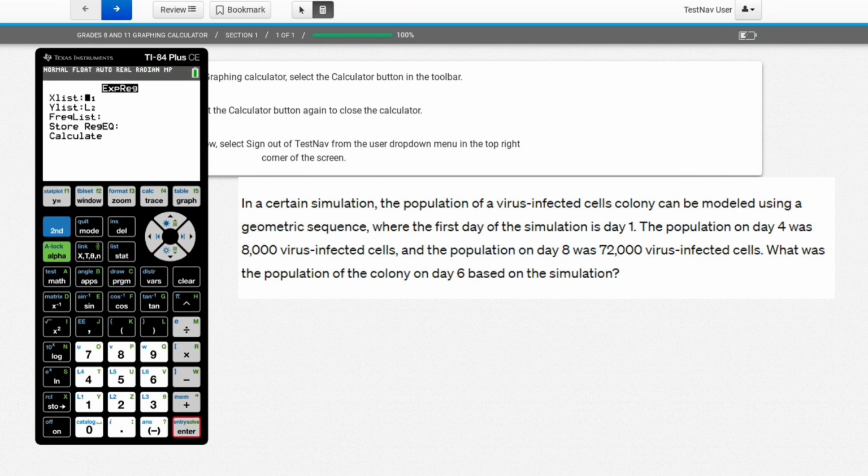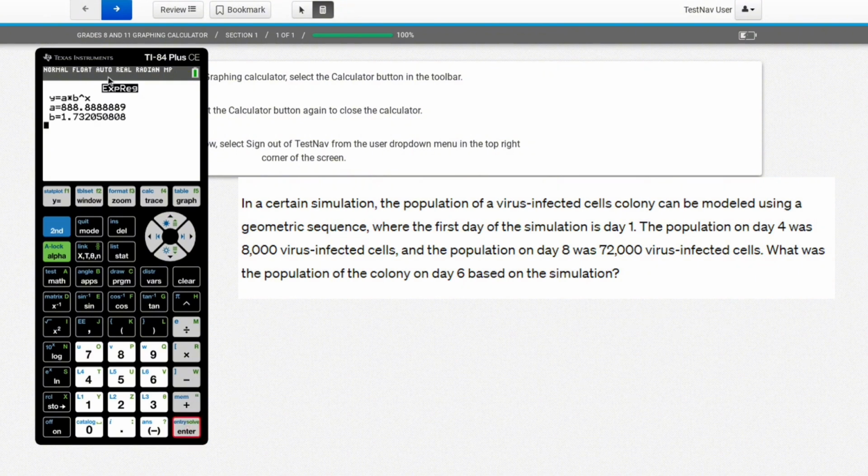Exponential regression. You're going to hit enter a bunch of times. Now, here's the thing. I'm going to use this equation to answer a future question. So what I want to do is store this so that when I hit y equals, it's going to be there. You go to store regression equation, go to vars, go to y vars, hit function, hit y sub 1, and what that means is the equation that I come up with is going to store it in y sub 1.